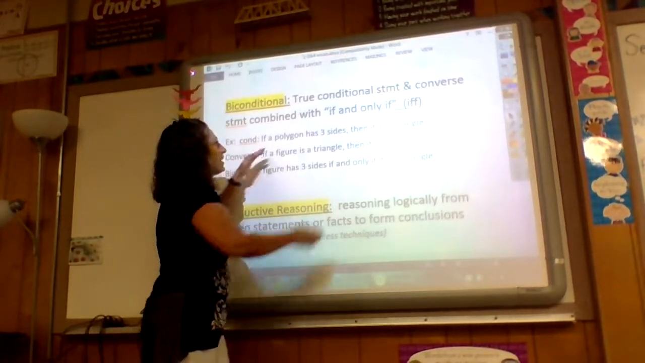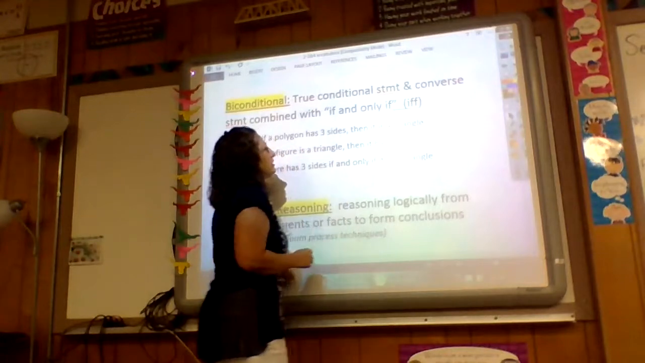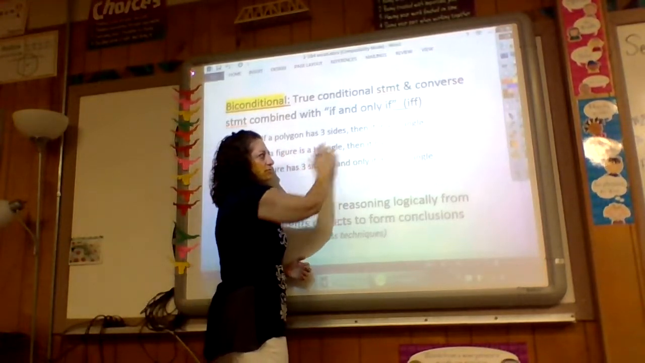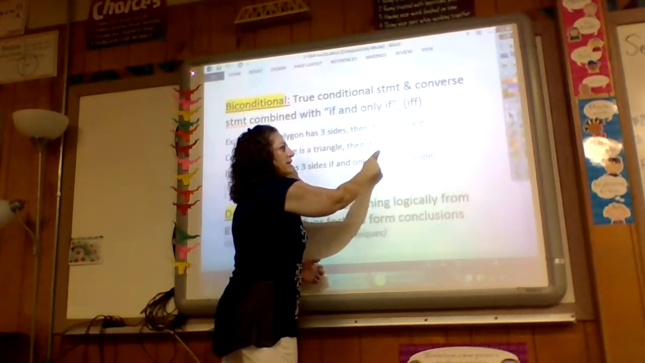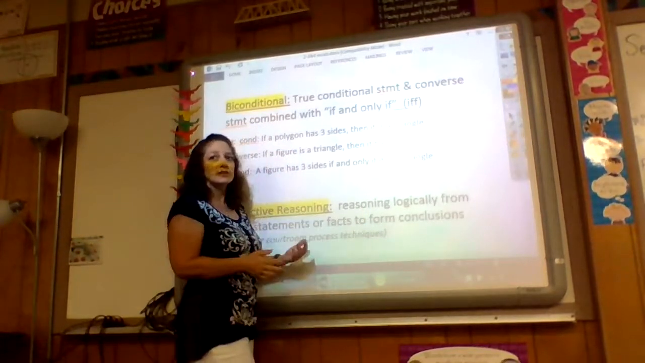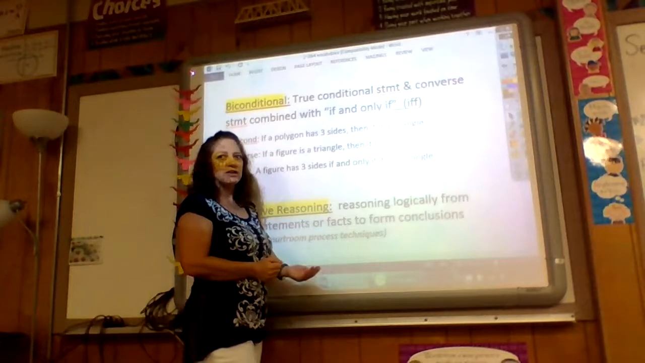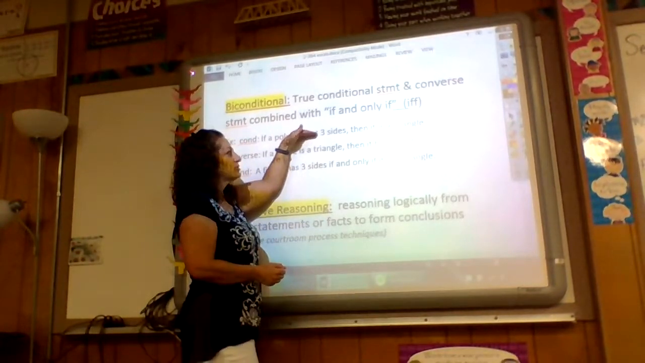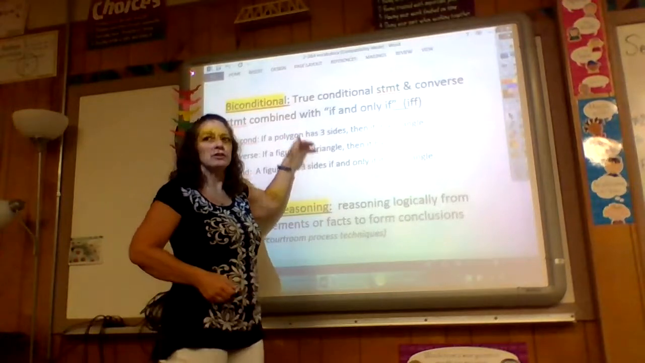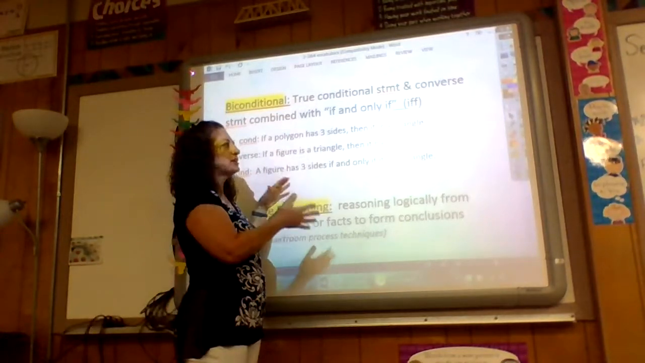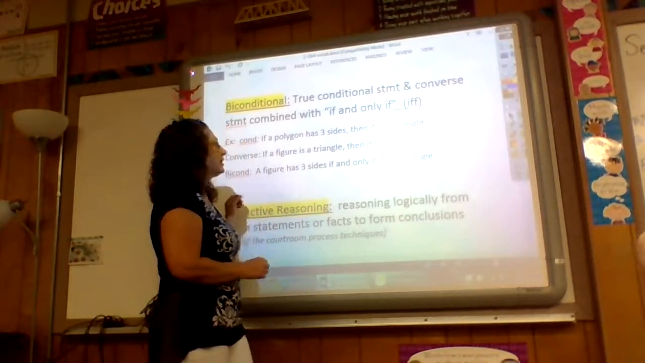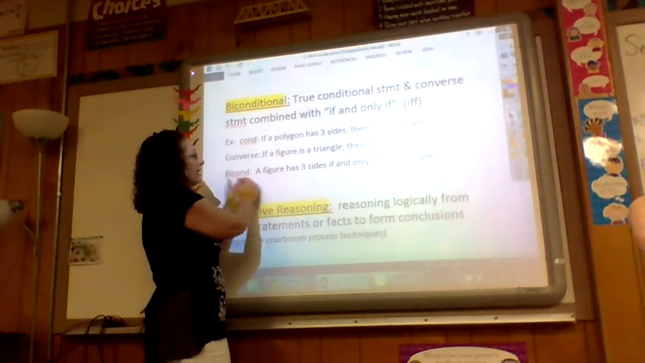So the converse of that, remember I've flipped the information inside. So if a figure is a triangle, then it has three sides. Now think of it that way. If it is a triangle, does it have three sides? Yes. Both the conditional and the converse are true. If both are true, that means you could say it or write the statement either way. Okay? And in that case, we can create a biconditional statement.